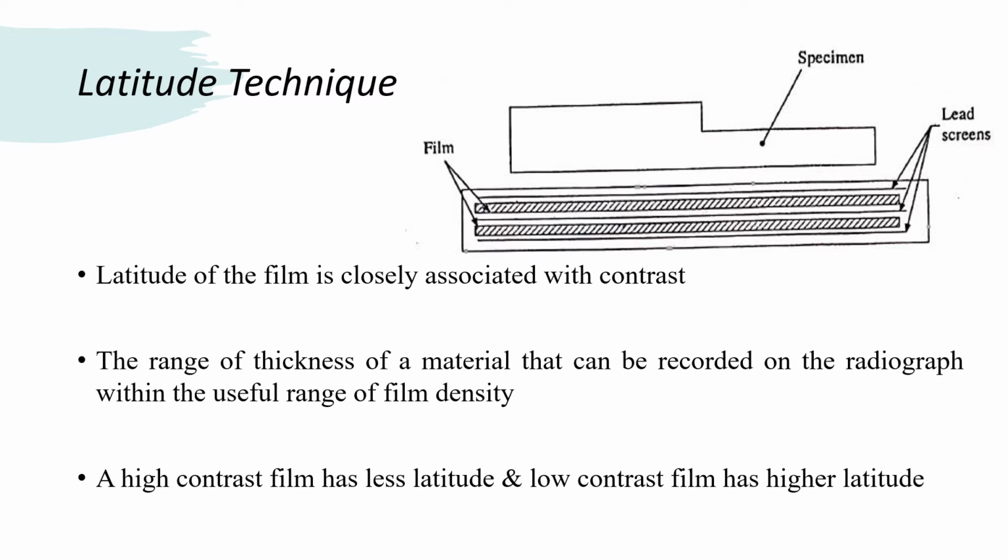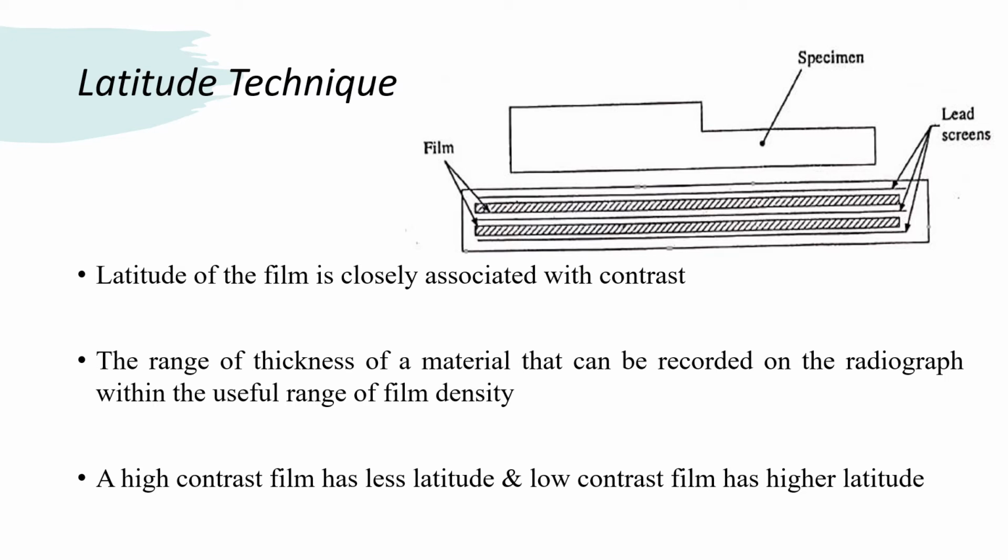When two films of different speeds are used to image the same subject in one exposure, the latitudes of the films are summed to expand the total latitude for the exposure. The technique is called the double film technique.